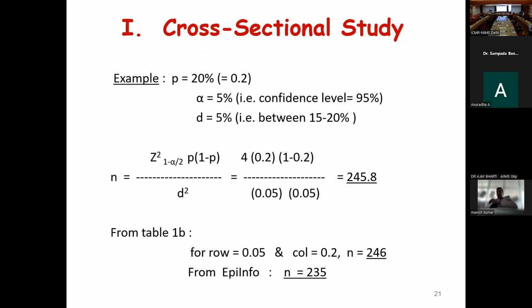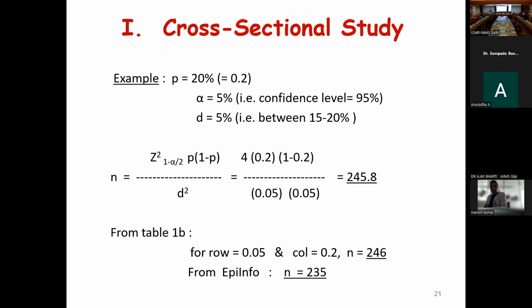This is an example. So he says, I think prevalence is 20%. And then he says, I'm 95% confident that the true prevalence in the population would be somewhere between 15 to 25%. That means 5% around 20%. So I will take that as D and calculate the sample size, which is 245. Suppose this calculation is too much for me. This is too heavy for me.